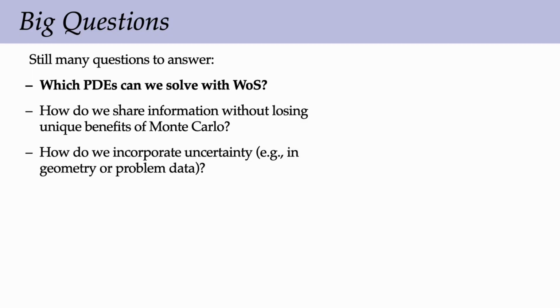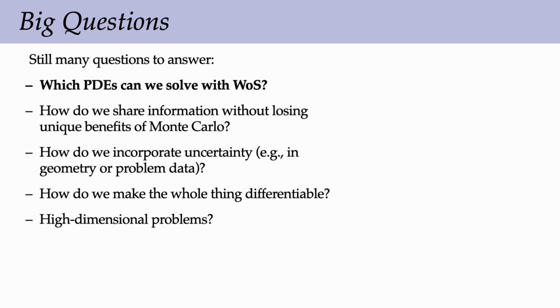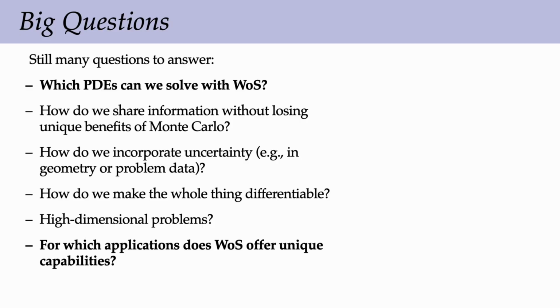This whole enterprise is kind of by its nature stochastic. So if we have problems where the data itself, the measured data, has uncertainty in it, how do we incorporate that into our estimators so that we can kind of understand the uncertainty in the solution? How do we make this whole thing differentiable? There's been some preliminary work on that, but still a lot of questions to answer. Where are there high dimensional problems that benefit from walk-on spheres? So Monte Carlo famously kind of gets around the curse of dimensionality. We'd like to be able to take advantage of that for PDEs. And in general, for which applications does walk-on spheres offer unique capabilities?